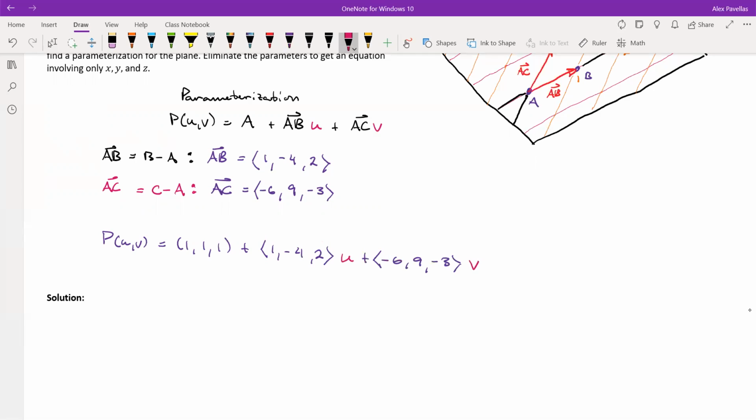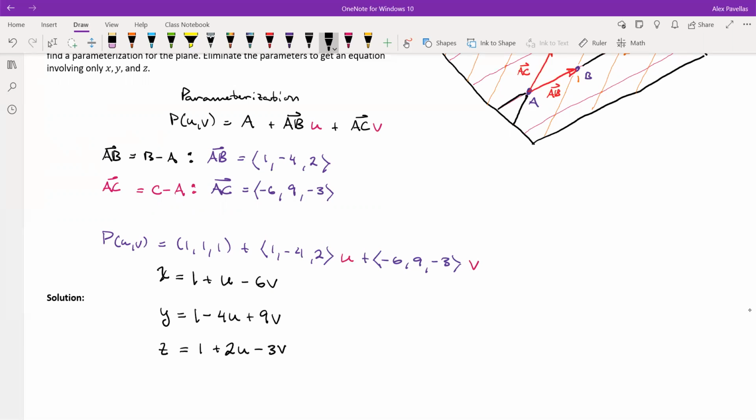V. And then we can put it all together and say, well, x as a function of u and v would be 1 plus 1u and then minus 6v. Y as a function of u and v would be 1 minus 4u and then plus 9v. And then z as a function of u and v would be 1 plus 2u and then minus 3v. There we go.